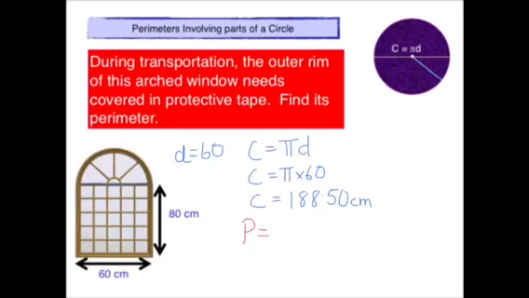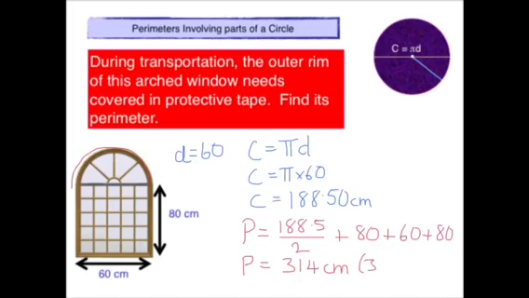So that gives us the circumference of the full circle. But if we want the perimeter of this shape, the curved part is just half the circumference, so it's 188.5 divided by 2. After that, we need to add on all the straight bits. So down the left-hand side is 80 centimetres, along the bottom is 60 centimetres, and up the right-hand side is 80 centimetres. And so overall, we can get our total perimeter by adding those together. And to 3 significant figures, that's 314 centimetres.